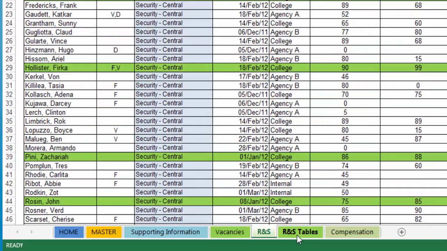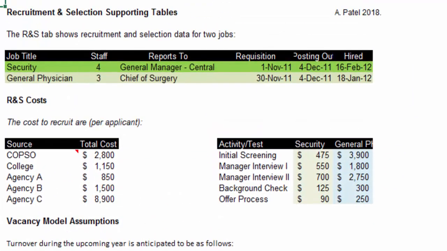Now the RNS tables tab at the bottom shows you some information that might be helpful in terms of costing out your recruitment selection practices as well.